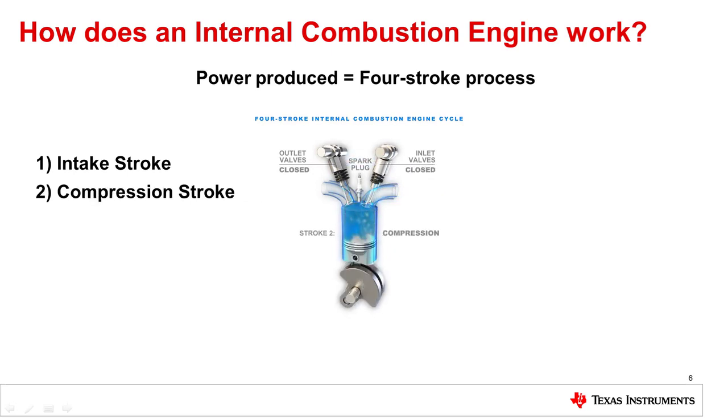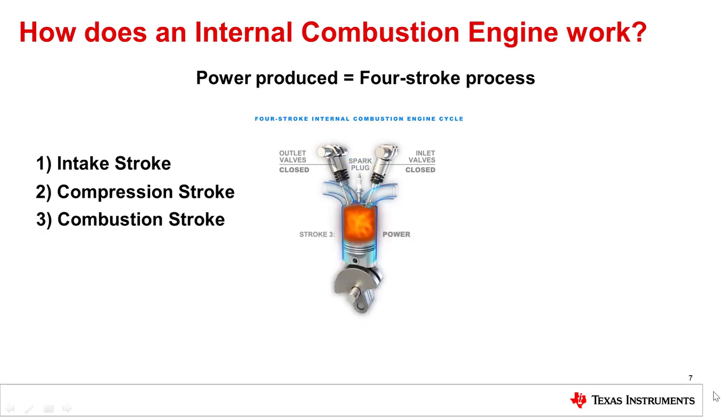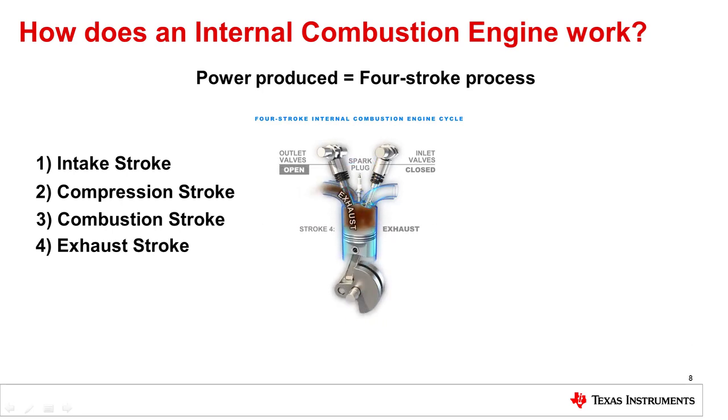The second stroke is the compression stroke. The piston moves upwards to compress the air-fuel mixture and add force to the combustion. The third stroke is the combustion stroke. The spark plug ignites the air-fuel mixture to begin the combustion reaction. The force generated from the reaction forces the piston to move downward. Finally, the last step is the exhaust stroke. The exhaust valve opens as the piston moves upward to let out the burned air-fuel mixture.